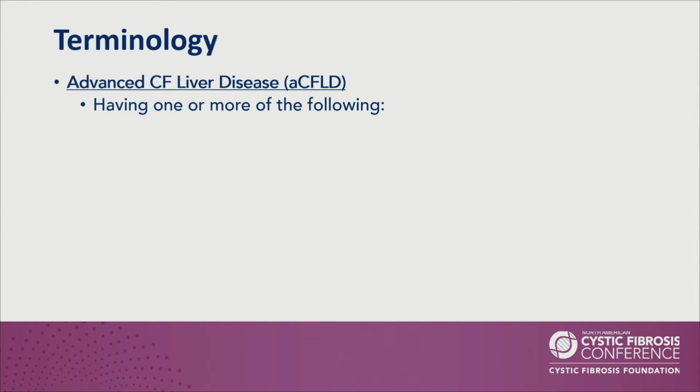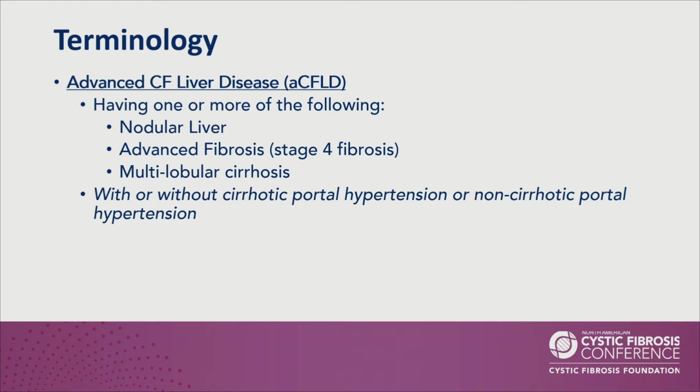A brief word on terminology. This was introduced earlier, but just very briefly for this discussion, and this will be carried forward. Advanced CF liver disease is defined for purposes of this guidance document as having one or more of the following: either a nodular liver, advanced fibrosis, equivalent to stage 4 fibrosis, or multilobular cirrhosis. And this could be with or without portal hypertension, be it cirrhotic or non-cirrhotic portal hypertension.